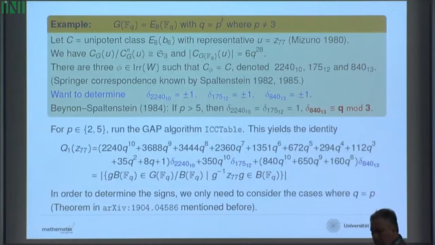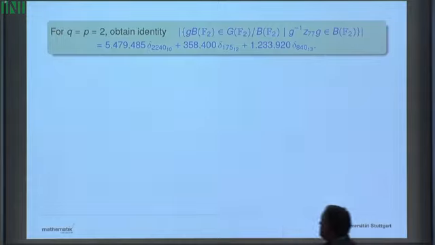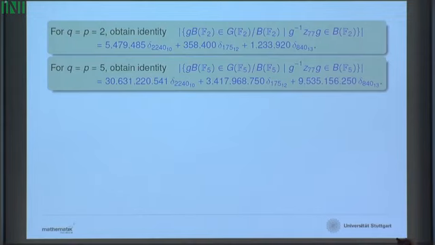Now, my theorem that I mentioned says I don't need to look at any q, I just need to look at q equals p. So we just have two cases, p equals 2 and p equals 5. If p equals 2, you get this identity: the permutation character has to be this linear combination of signs. For p equals 5, numbers get a little bit bigger, but you again have this identity. And you see, from these identities, you can already determine one sign.